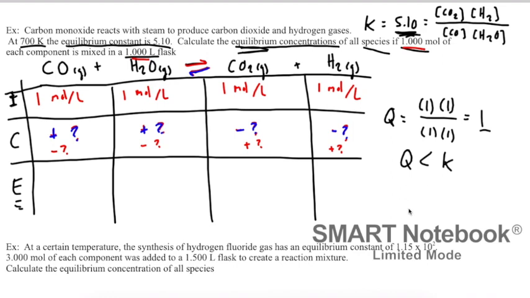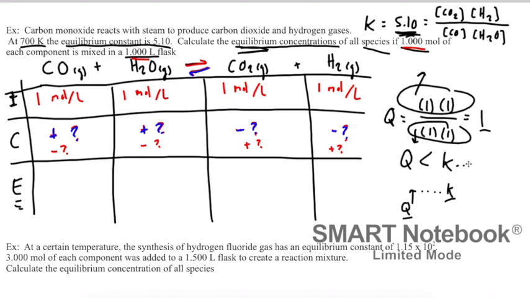Q is going to have to, so here's Q, here's K. Q is going to have to rise until it matches K. What can I do to the system? What will the system do on its own to cause that to happen? How can I make this bigger? Yeah, I've got to increase the top or decrease the bottom, don't I? This needs to go up, this needs to go down. The top are my products, the bottom are my reactants.